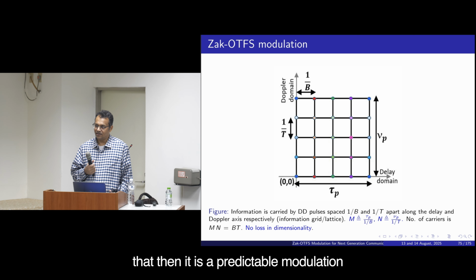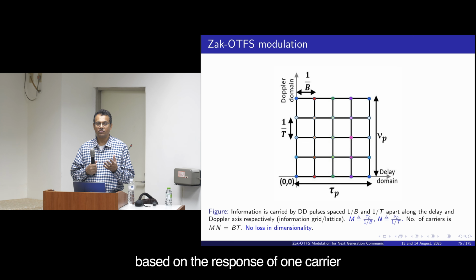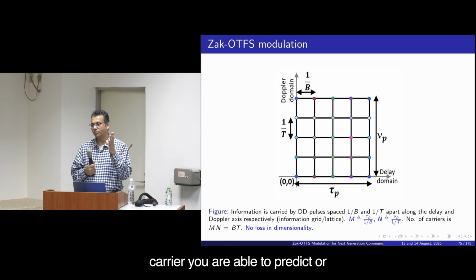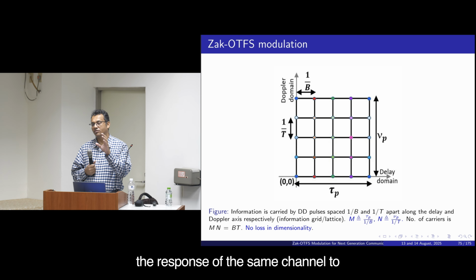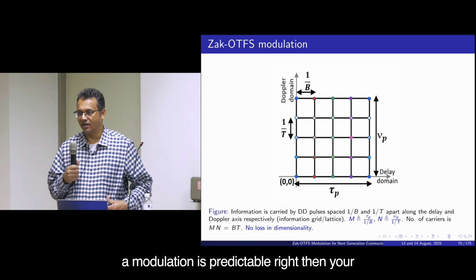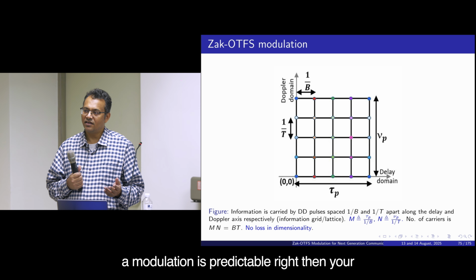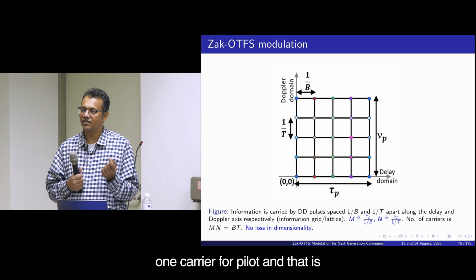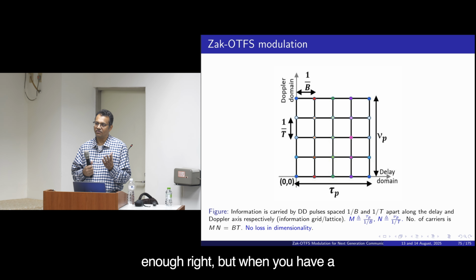If you can do that, then it is a predictable modulation. That is the meaning of predictability: based on the channel response to one carrier, you are able to predict or guess or make a good estimate of the response of the same channel to the other carriers. So, when a modulation is predictable, right, then your pilot overhead is nothing. You just use one carrier for pilot and that is enough, right.